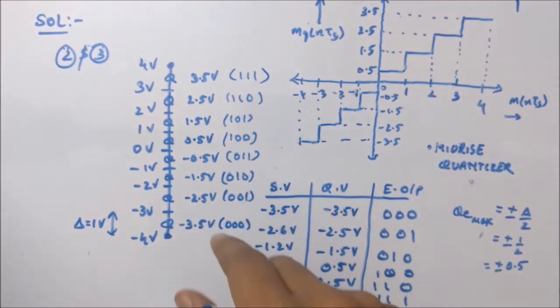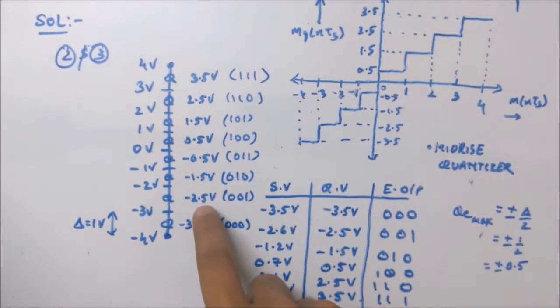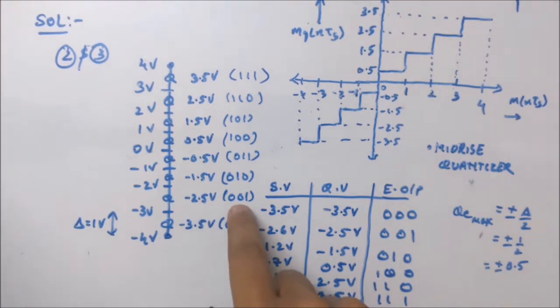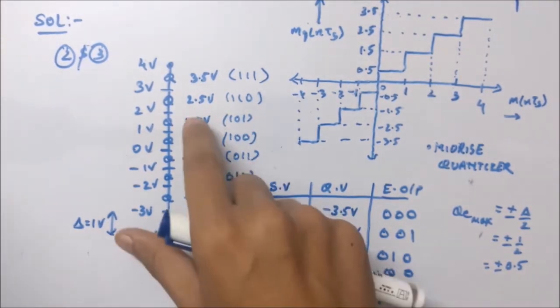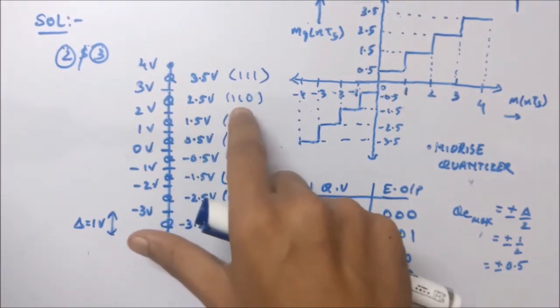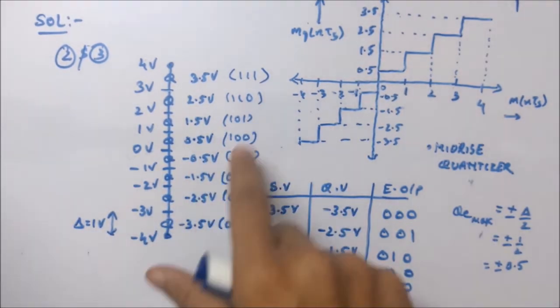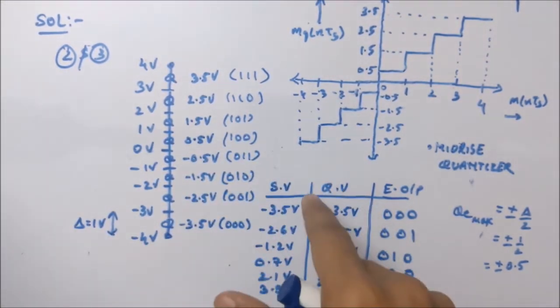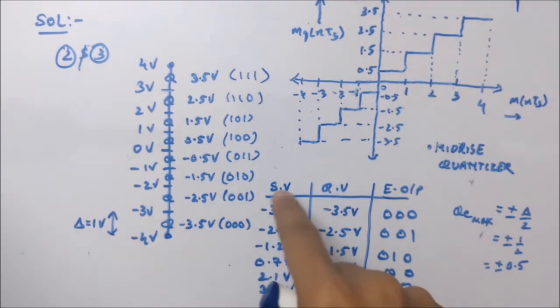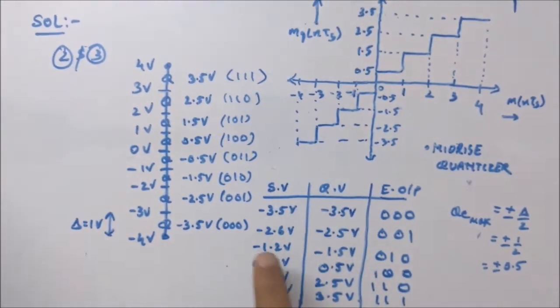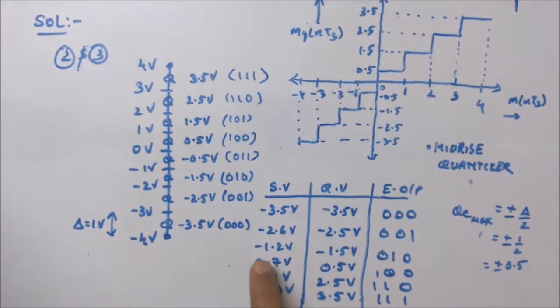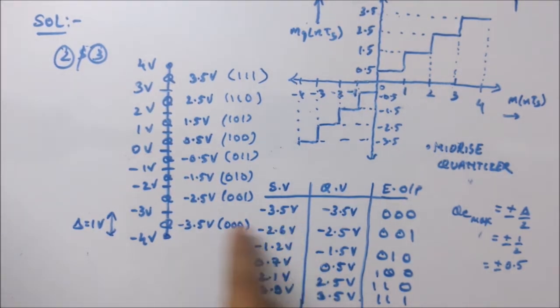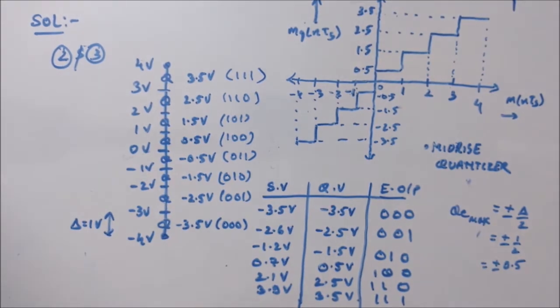Now based upon the quantizer output, if the quantizer output is -2.5 volt, the encoder output will be 001. Likewise, if the quantizer output is 2.5 volt, the encoder output will be 110. That's how things go. Now we have the sampled values given to us in the question: -3.5 volt, -2.6 volt, -1.2 volt, 0.7 volt, 2.1 volt, 3.9 volt. These are the sampled values given to us. Now based upon this, we're going to judge the output of the quantizer.